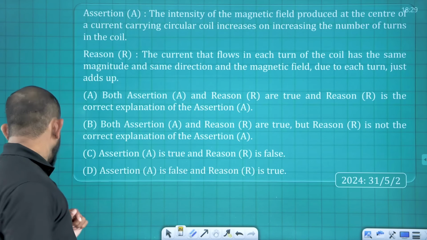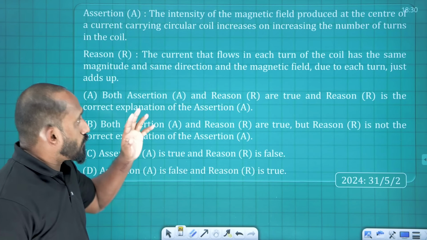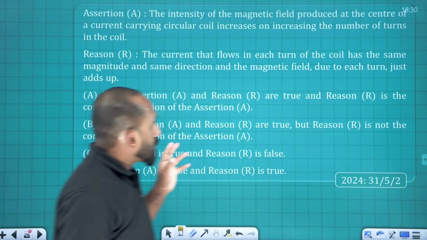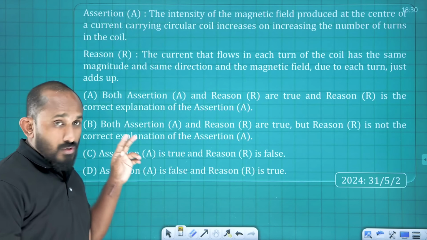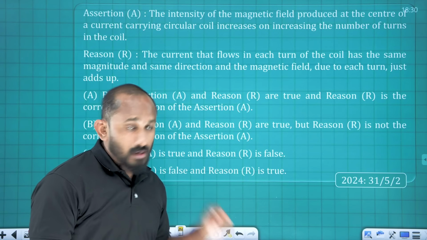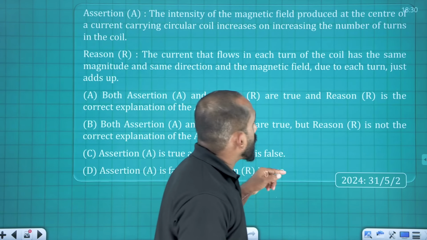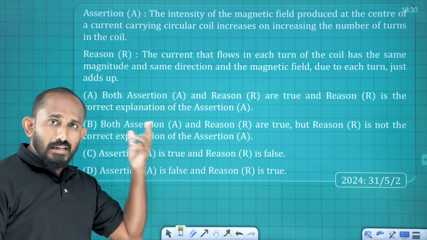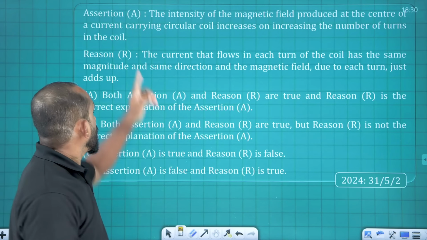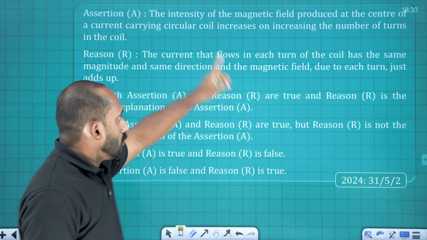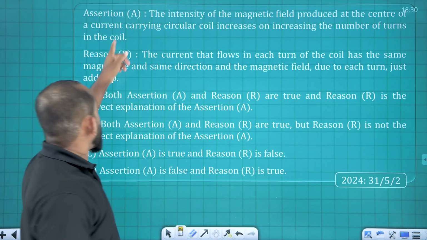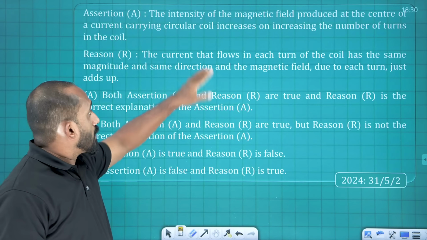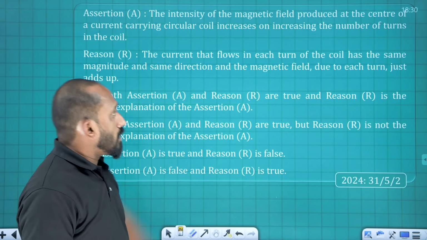Next question. The intensity of magnetic field produced at the center of a current carrying circular coil increases on increasing the number of turns in the coil. Of course, the strength increases if you increase the number of turns. So the assertion is correct.